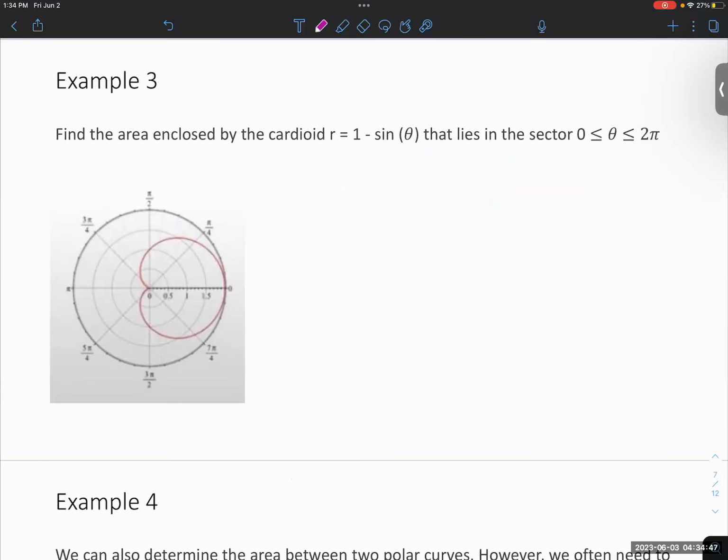All right, example 3. Now this is a cardioid shape. Do you remember? This is also part of the polar equations. r equals 1 minus sine theta. They have a heart shape. They're looking for the area from 0 to 2 pi. So basically they're looking for all this area.